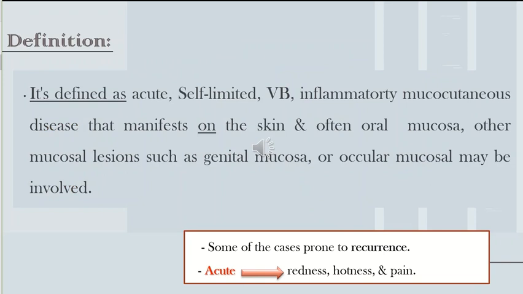طيب, the final definition from the latest article about erythema multiforme, they defined it as an acute self-limited vesicular bullous inflammatory mucocutaneous disease that manifests on the skin and often the oral mucosa. Also, they found other mucosal lesions are included, such as genital mucosa or ocular mucosa may be involved. Some of the cases are prone to recurrence. يعني ما أي patient بيجيه erythema multiforme must be recurrent. No, هنتعرف لاحقا على إنه who are the patients who can get erythema multiforme again and again. Acute refers to redness, hotness, and pain which are associated with the condition.